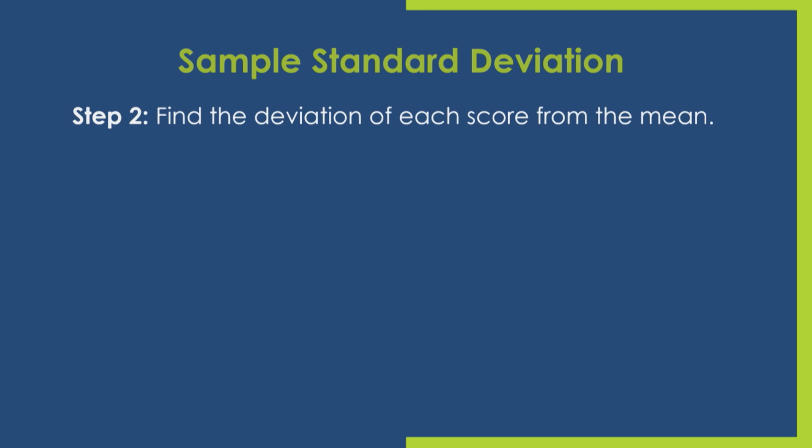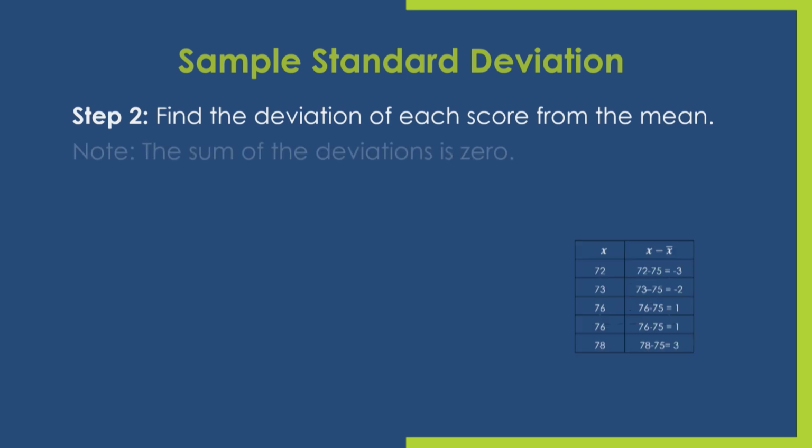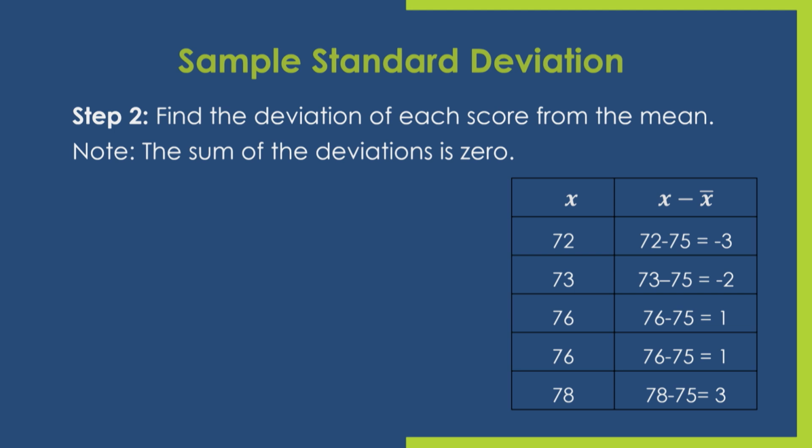Step 2. Find the deviation of each score from the mean. Note the sum of the deviations is 0. Here the summation of xi minus x bar equals 0. The first column shows the individual score of each player, then we subtract x bar from each observation. Here x bar is 75, so 72 minus 75 gives minus 3. Similarly, we do this for all the observations.